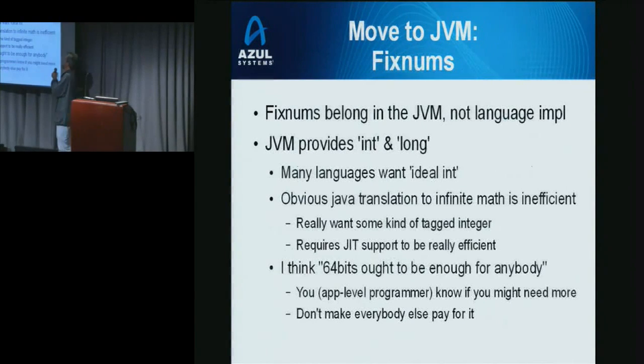So fixnums. Fixnums are one of these funny things. I'll rail on it one more time and quit. They sort of belong in the JVM implementation, not in the high-level language implementation, because the JVM can do good things there. But the problem is that the obvious translation to infinite precision math at the Java level is fairly inefficient. We'd rather have some kind of tagged integer math. And the JIT can do magic things with tagged integer math to make it really cheap. But then I'll throw my 2 bits out and do a Bill Gates here and claim 64 bits ought to be enough for anybody. You, the app-level programmer, know if you need more than 64 bits, and don't make everyone else pay for it. But I'm not a language designer, so I'll quit railing on the language designers.